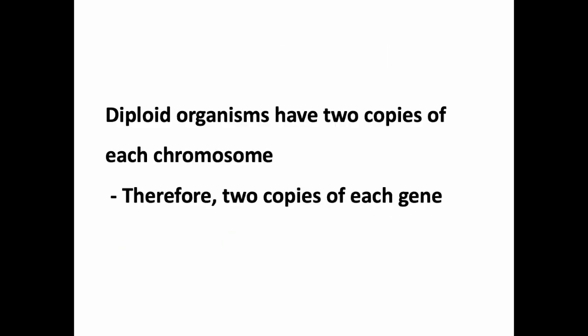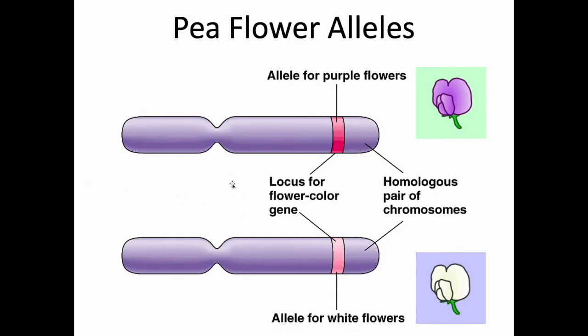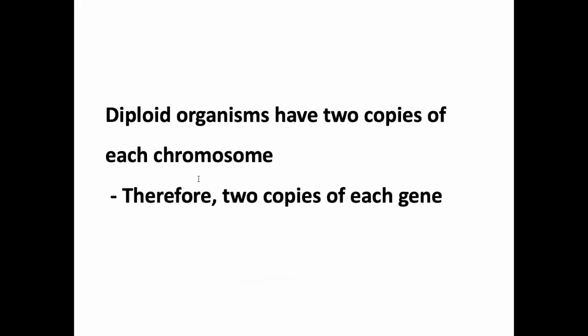But this gets a little complicated because pea plants, just like us, are diploid. Diploid organisms have two copies of each chromosome. You may remember this figure from an earlier chapter when I first defined diploid. We've got two copies of every single chromosome, which means for pea plants, they're going to have two copies of this chromosome, which means they're going to have two copies of the flower color gene. So diploid organisms have two copies of each chromosome and two copies of each gene.